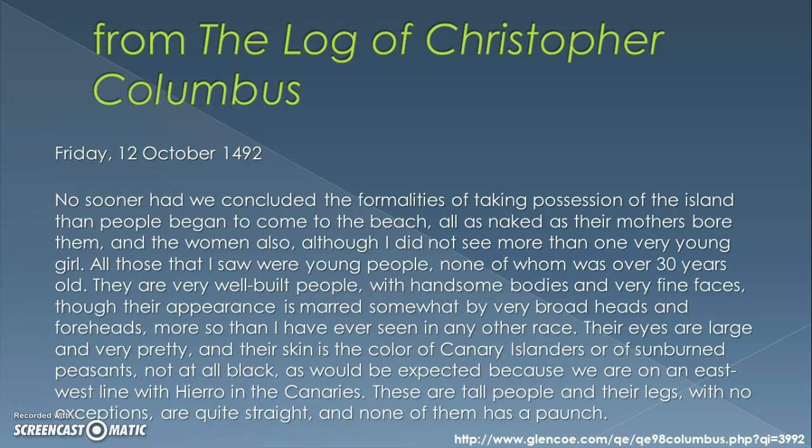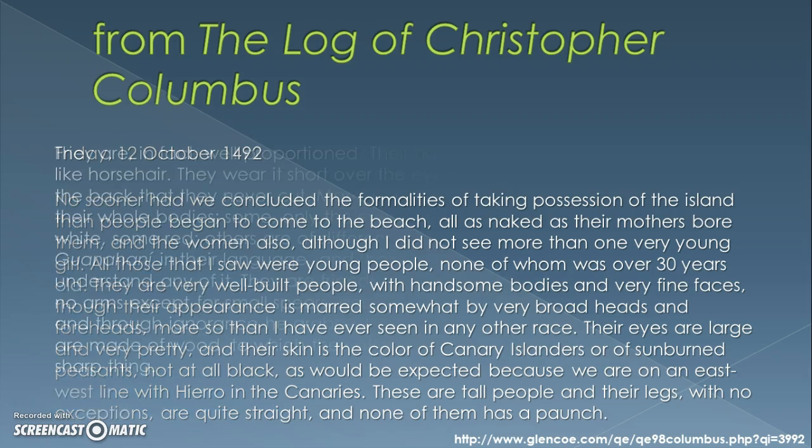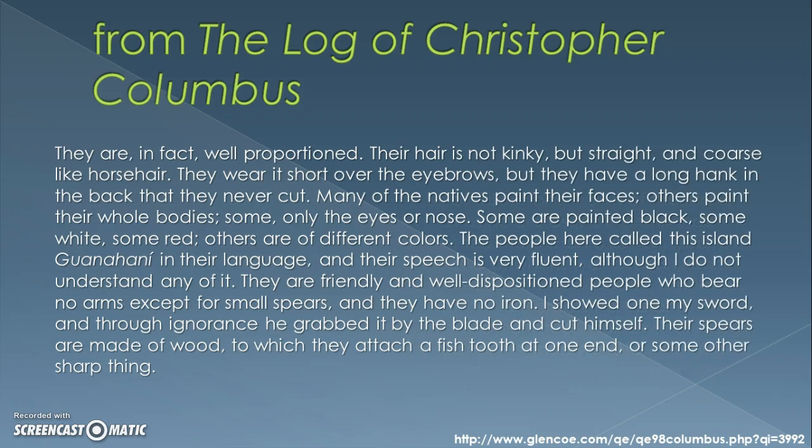Their eyes are large and very pretty, and their skin is the color of Canary Islanders or of sunburned peasants, not at all black, as would be expected because we are on an east-west line with Hero and the Canaries. These are tall people, and their legs, with no exceptions, are quite straight, and none of them has a paunch. They are in fact well proportioned. Their hair is not kinky but straight, and coarse like horsehair. They wear it short over their eyebrows, but they have a long hank in the back that was never cut.